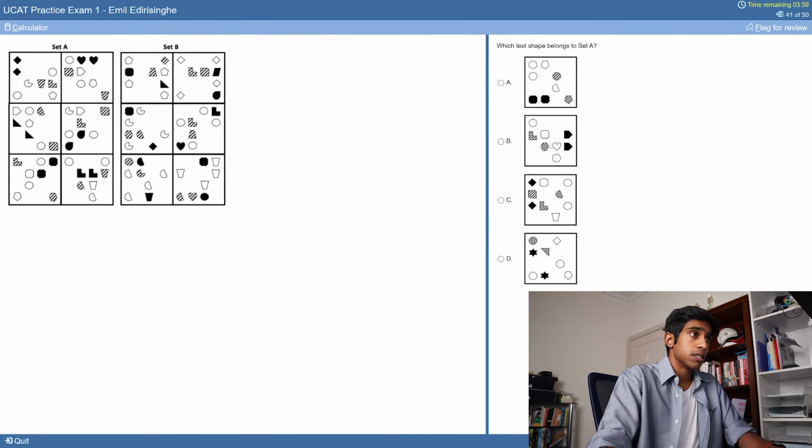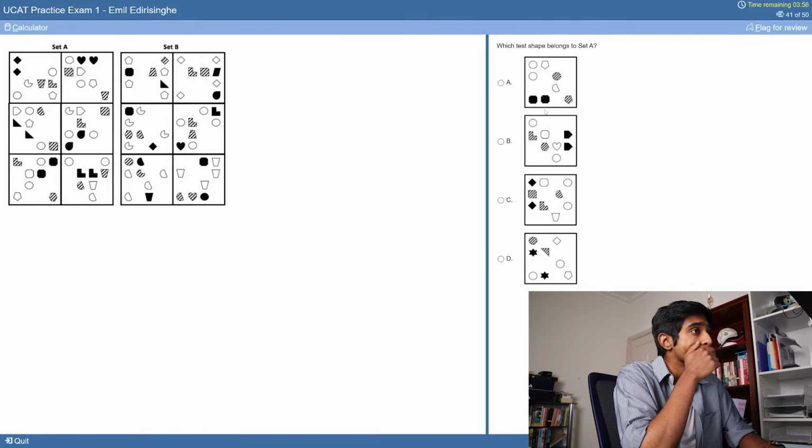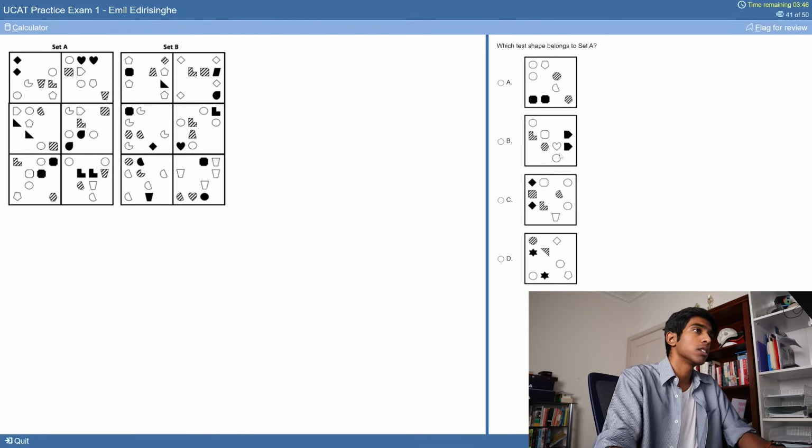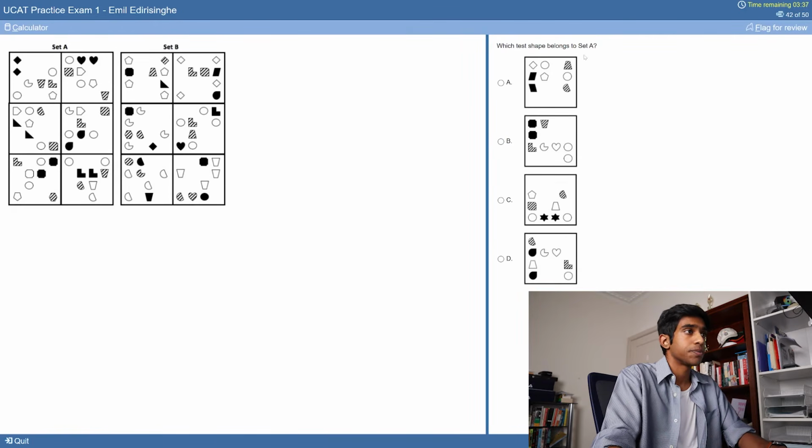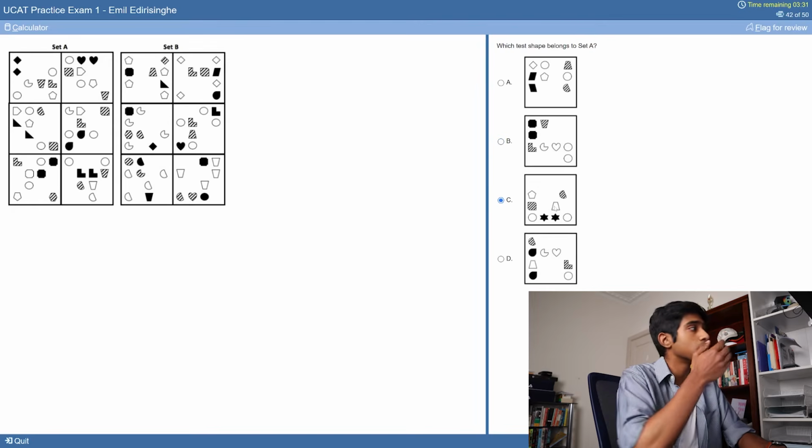So it could be this or this. Maybe it's that the stripes always have an even number of sides. 1, 2, 3, 4, 5, 6. Yeah, I think so. Each of the following belongs to set A, so it's probably going to be B or C. I think it's going to be.